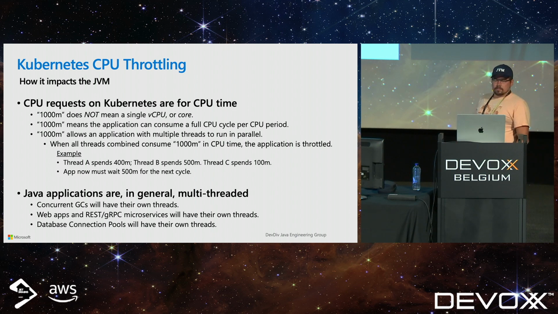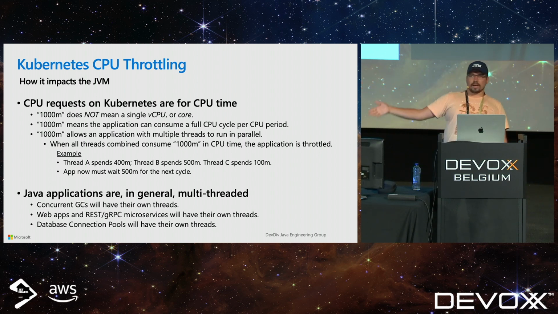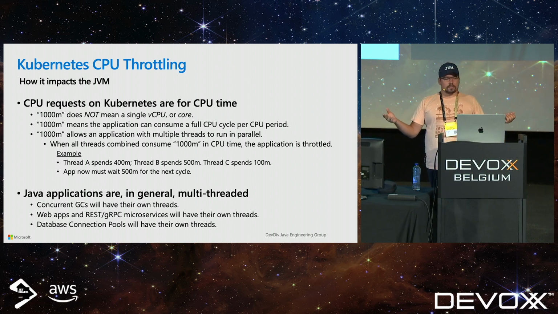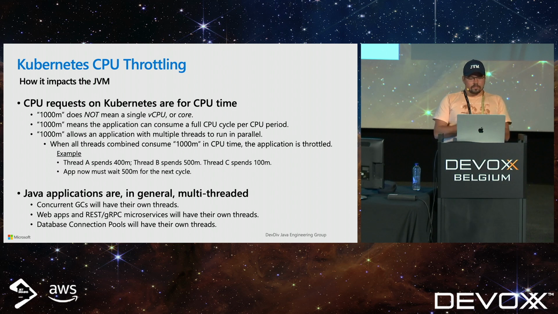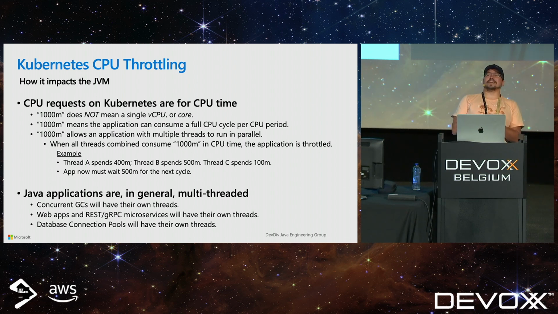So let's look at this example. There's a Java application with 3 threads. Thread A consumes 400 millicore. Thread B consumes 500 millicore. And thread C consumes 100 millicore. How many millicores were consumed? 1,000 millicore, but they all executed at the same time. The longest consumed 500 millicore, which is half the CPU time. Now the application only has to wait the same time as 500 millicore, which is half the CPU period, until the next cycle.